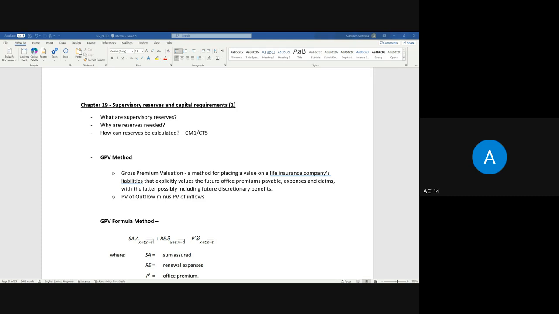Now, that's about what reserves are and why reserves are held. So it is mainly held to make sure that the company's financial management is in position. They are not overselling policies or selling a lot of policies where the cash flow pattern is such that they won't be able to meet it in the future. So it's making sure that they are setting aside enough assets at present while selling the policy, or at every point of time during the policy duration, so as to make sure that they'll be able to meet the future liabilities.